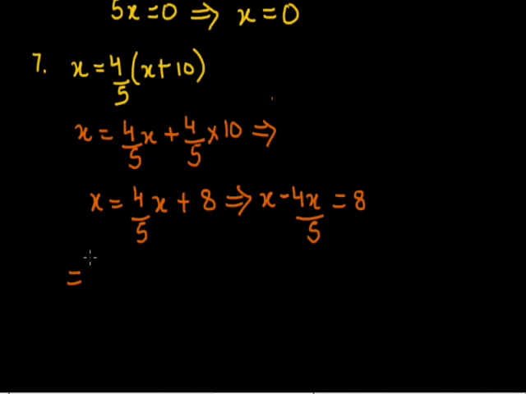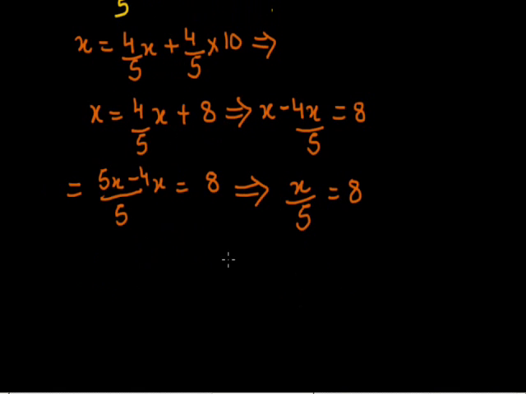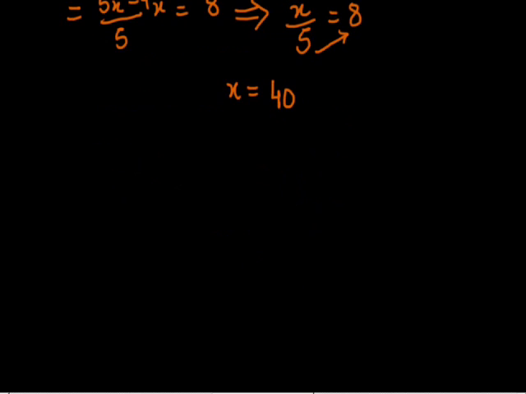Now solving it, I have to take the LCM. The LCM will be 5. So 5x minus 4x is equal to 8. X upon 5 will be equal to 8. So the value of x will be, I can cross multiply 5 here. So the value of x will be 5 into 8, that is 40. Okay. The next question, 8th question.